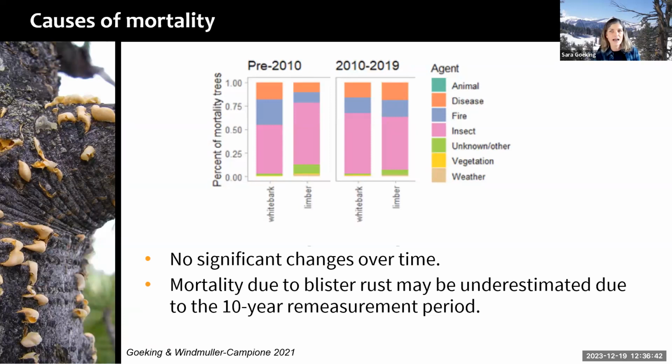If anyone has any ideas about that limitation on recording blister rust, I've heard that in some areas, especially in the coastal states, it's more likely that there would be evidence of blister rust on the site for that 10-year return interval. But I'd be curious if anyone has comments or ideas on how to quantify and try to get a better understanding of how far short we're falling, or if at all, on quantifying blister rust.